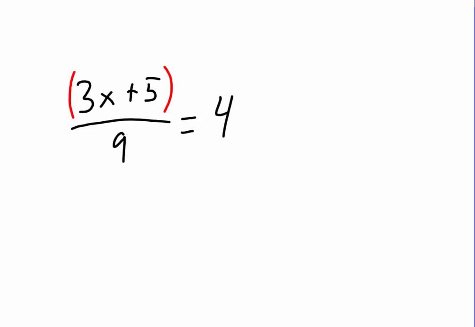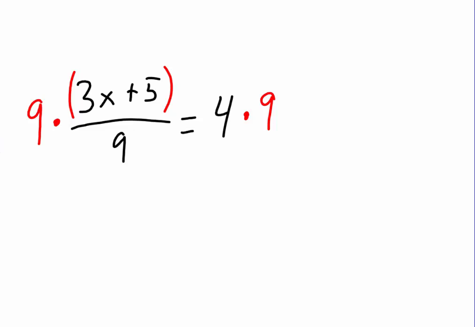Now, if you listened to the way that I read the problem, it actually makes it fairly easy to do this. Again, 3x plus 5 divided by 9 equals 4. So the opposite of divided by 9 is times 9. So we're going to go times 9 on this side and times 9 on this side.